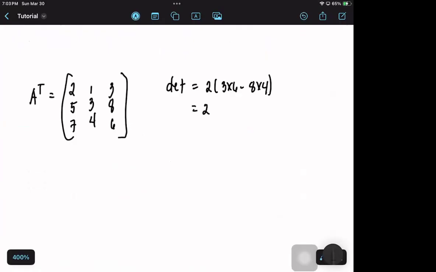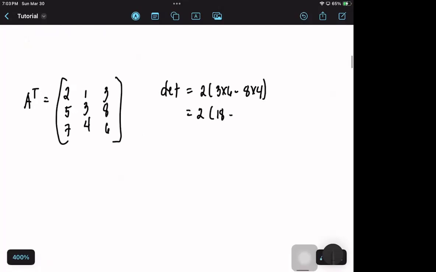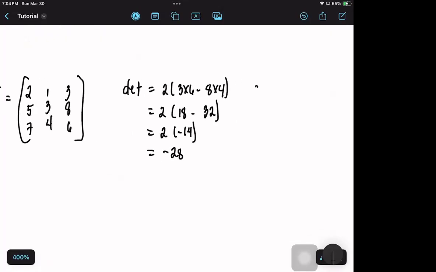Once again, it is 3 times 6, then minus 8 times 4. So it will become 2 times, 3 times 6 is definitely 18, then minus 8 times 4, that is 32. The result will be 2 times 18 minus 32, which is negative 14. So 2 times negative 14 will become negative 28. The next one will be the first row, second column.